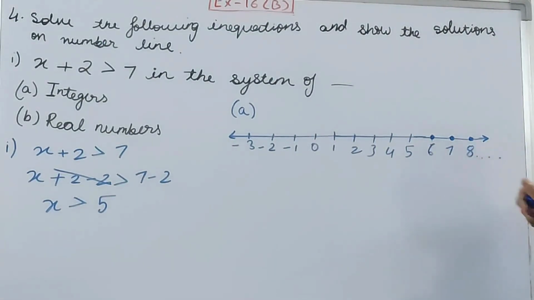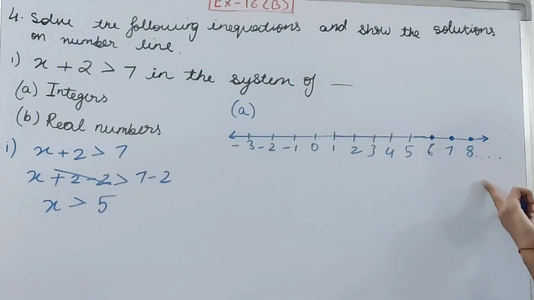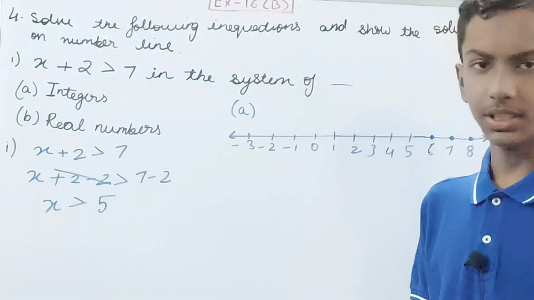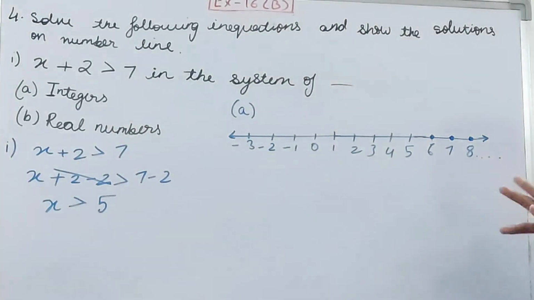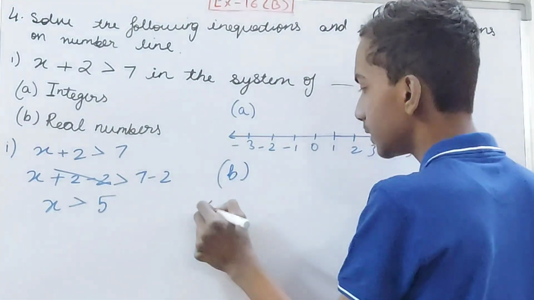That is indicating that your number line consists of integers. These dots indicate that this can go further. We have 9, 10, 11, 12 and endless integers. So that is your first number line. Now the second is in the system of real numbers.